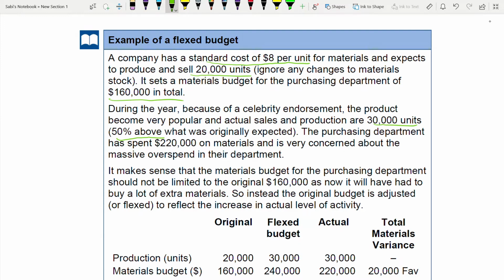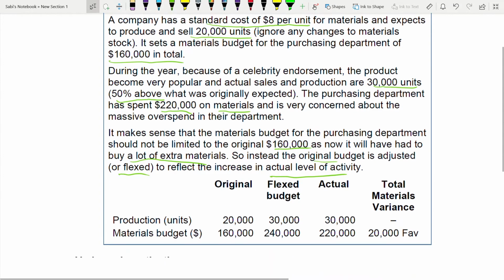The purchasing department has spent 220,000 on materials. But the budget was what? 160,000. They have spent more. So it makes sense that the material budget for the purchasing department should not be limited to the original one, as now it has to adjust for a lot of extra material. So instead, the original budget is adjusted, or you can say flexed. That is the meaning of flexed. You adjust the original budget. Why? To show the increase in the actual level of activity. This is how you do it, and you have to do it, because without this you cannot calculate variance.